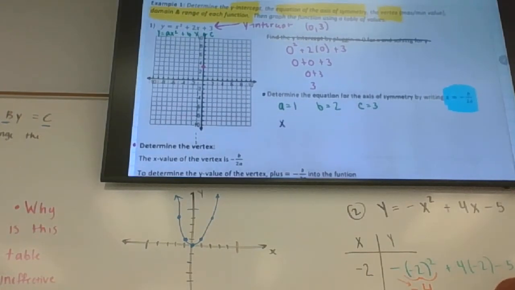Okay, let's do it. So it's x is negative b over 2a. This is going to give us the middle of our graph so that we set up right. You can finish it. Go ahead. Find the middle of the graph.